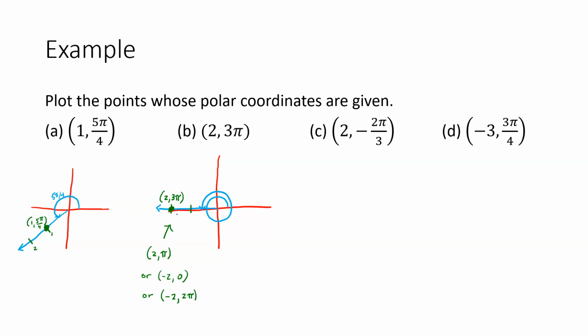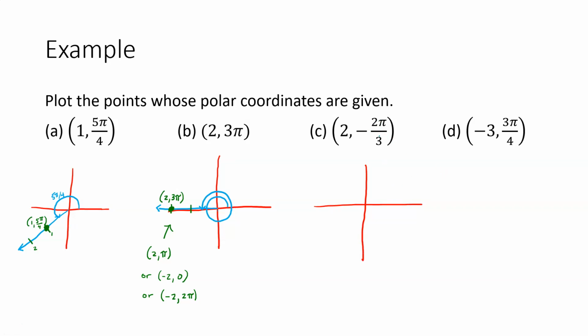And we can continue. It's possible to generate multiple different variations of this as well. So we can actually see there are infinitely many different ways to represent a point in polar coordinates. Let's try one more, where now we're given a negative angle, negative 2 pi over 3. Where does that angle land?